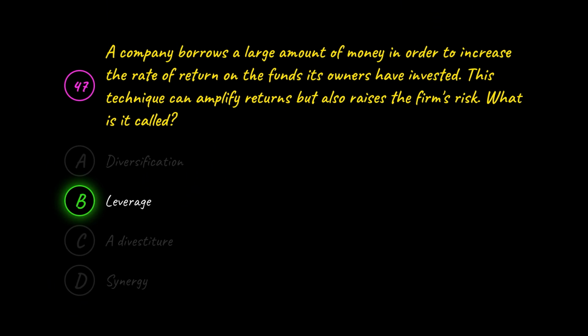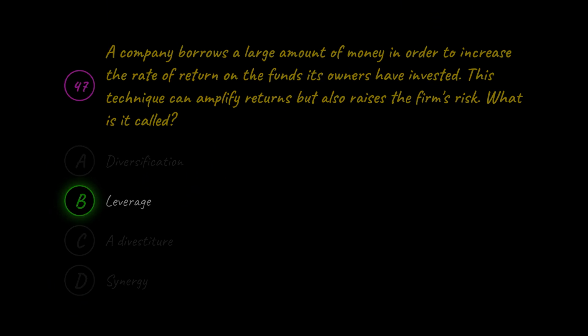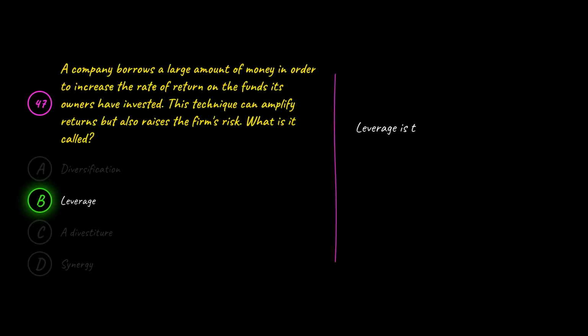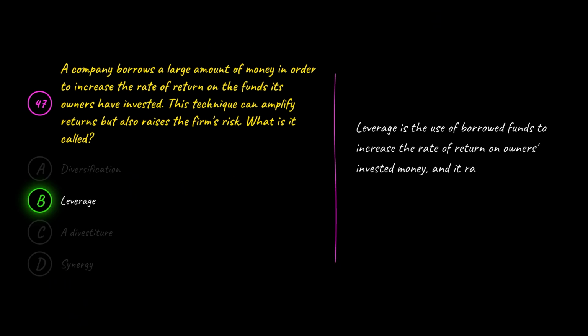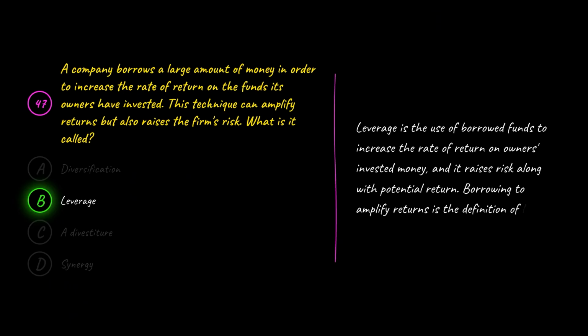The correct answer is B. Leverage. B is correct because leverage is the use of borrowed funds to increase the rate of return on owners' invested money, and it raises risk along with potential return. Borrowing to amplify returns is the definition of leverage.